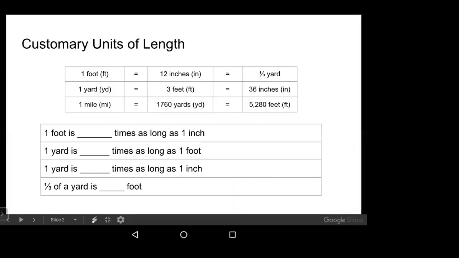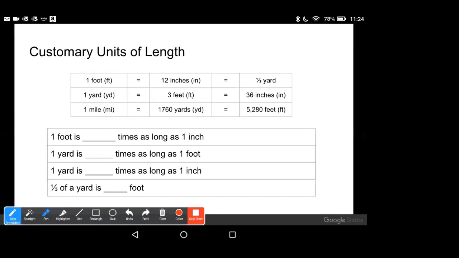Okay, so customary units of length. These are ones that you probably should know. Have seen before. It's the ones that we typically work in anyway. So feet, inches, yards, miles, that kind of stuff.